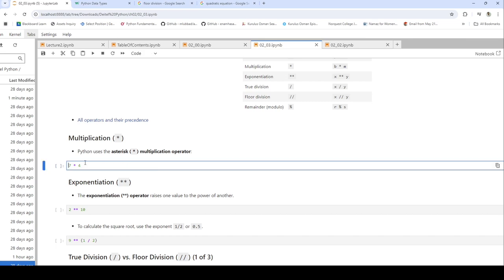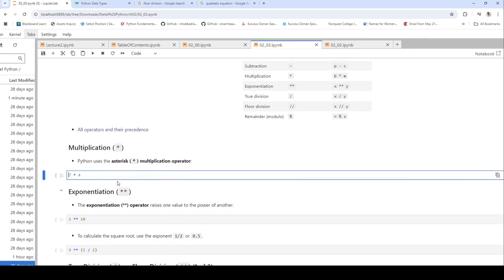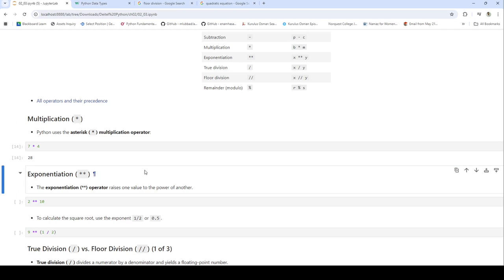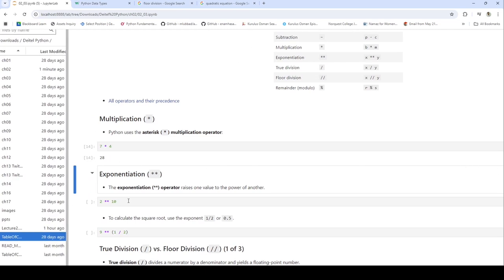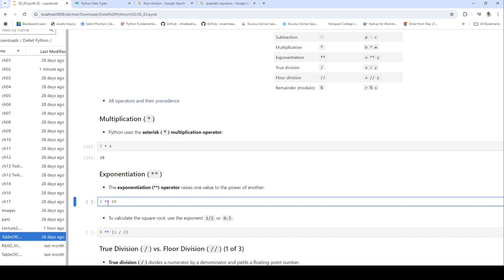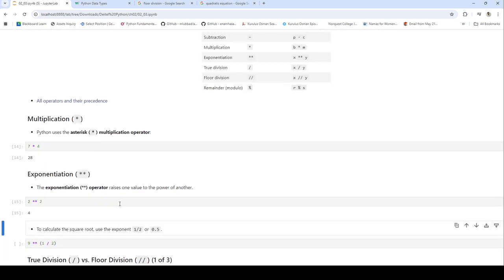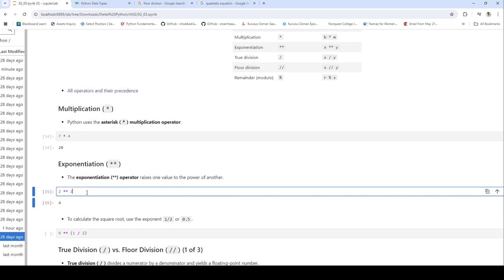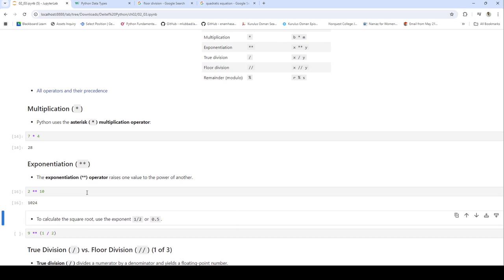So let's take an example of the first one, the multiplication. Let's say we multiply 7 with 4. The result is, of course, 28. Exponentiation, 2 raised to power 10. I could do it easy. 2 raised to power 2 will give us 4. Now you can do 2 to the power 10, which will give you 1024.